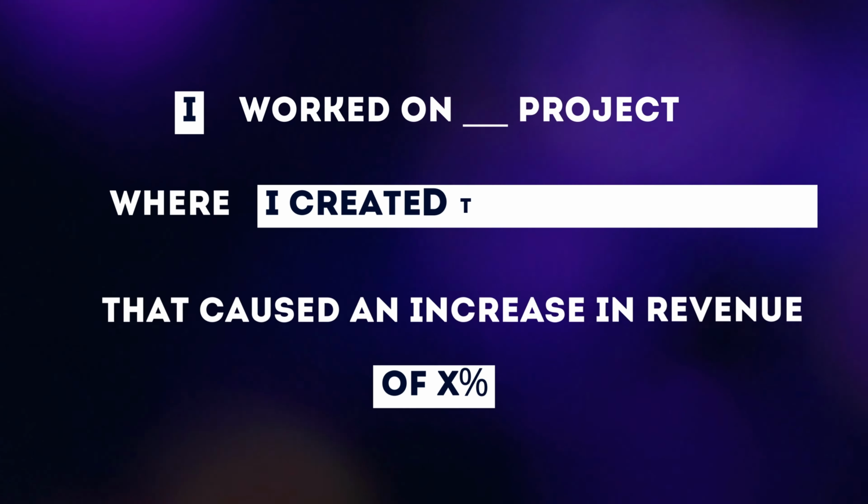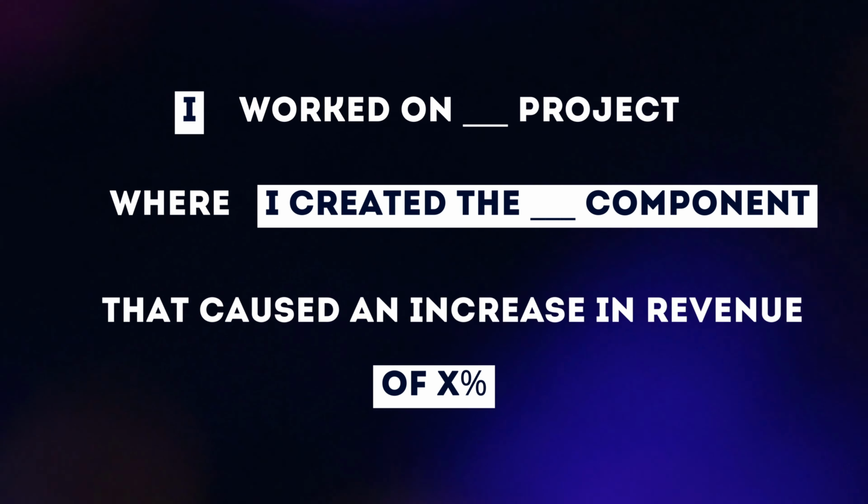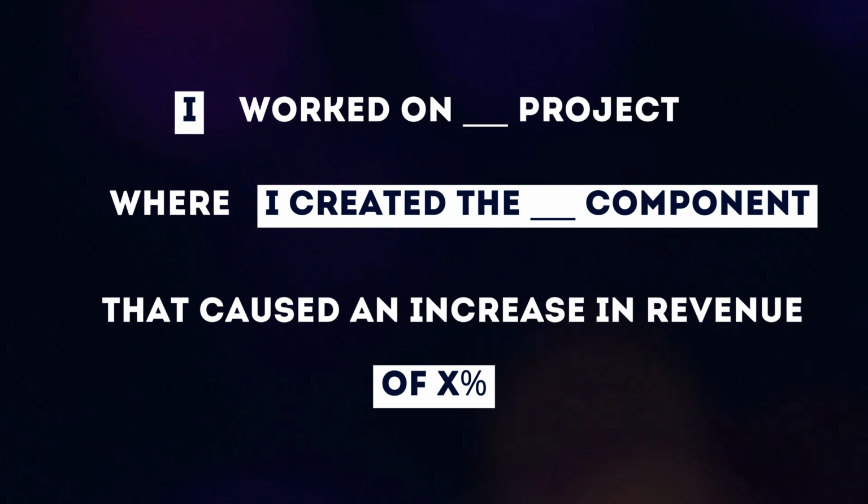While you're writing about your experience, make sure that you use short and concise sentences. So for example, I worked on a project where I created the infrastructure and this other component that caused an increase in revenue of X%. Saying things like better or improved, but not saying by how much, is very vague. You want to be really specific in order to make sure that the recruiter knows what you did and what was your contribution exactly.